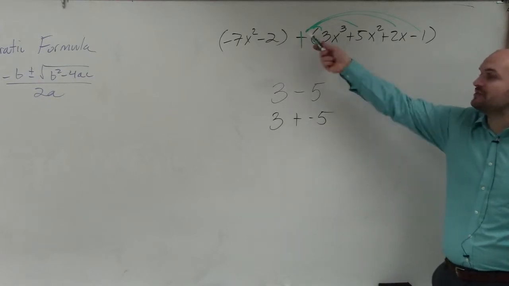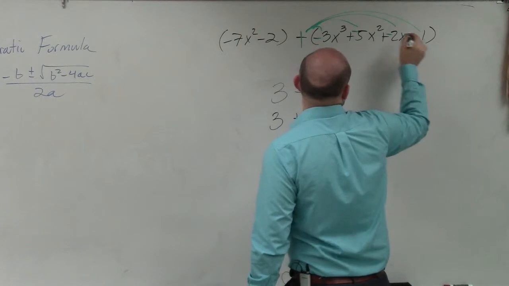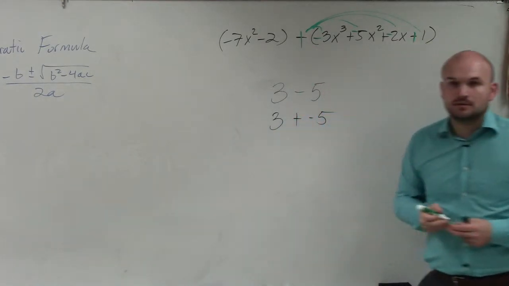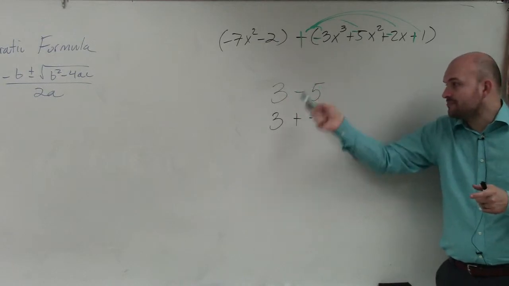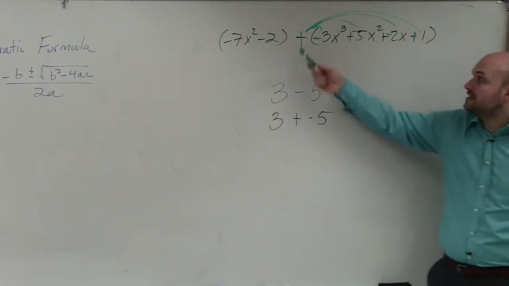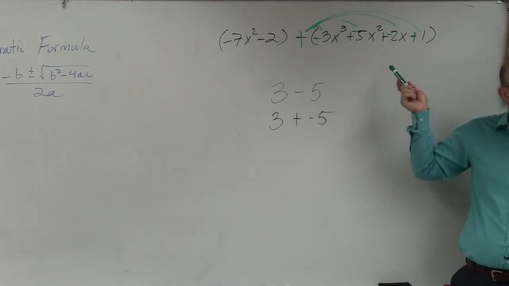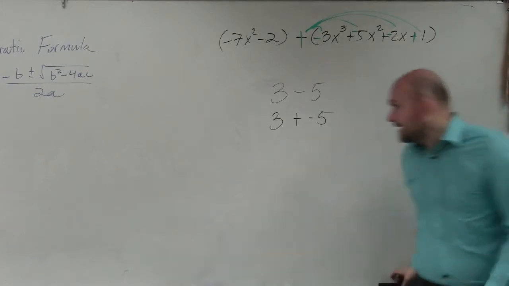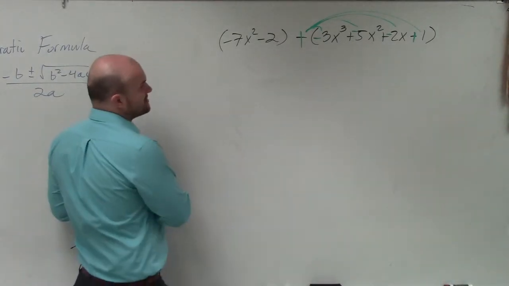And now I'm going to distribute the negative. So I'm going to make these all now the opposite signs. So I see that? Plus, if it's 3 minus 5, plus a negative. Make it that plus, now make it the opposite sign. So I made this positive, and I made every single one negative. Everybody see that? OK.